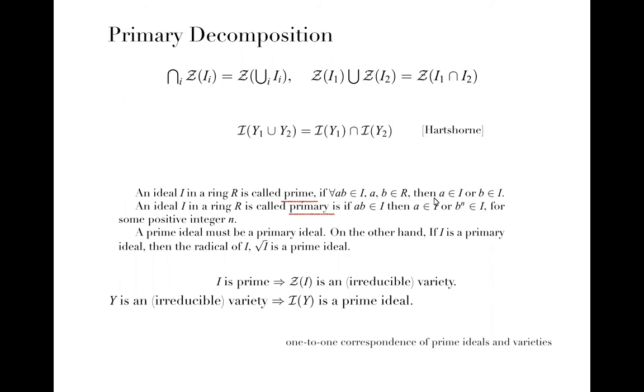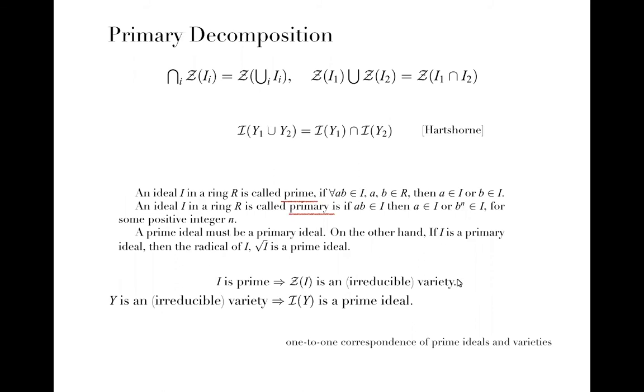Okay. But then there's some kind of larger set than this kind of prime ideal. It's called a primary ideal. So primary ideal means if you have this ab inside this I, then either a is in this I or b, to some positive power, is in this kind of ideal. So it's somehow a generalization of the prime ideal. So soon you will find that a prime ideal must be a primary ideal because n equals 1 here.